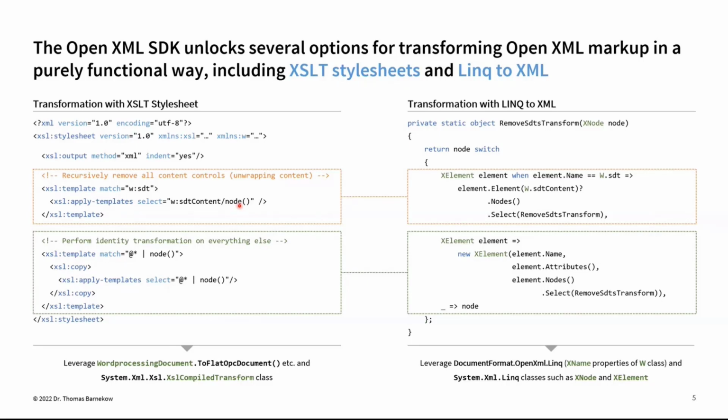And if something wasn't an SDT, then a so-called identity transformation would be applied, which simply copies the thing on the level over to the new document and then runs those templates again. So a recursive functional transformation of the Open XML document, if you will. The same thing in C#, on the .NET platform, looks like the code on the right.